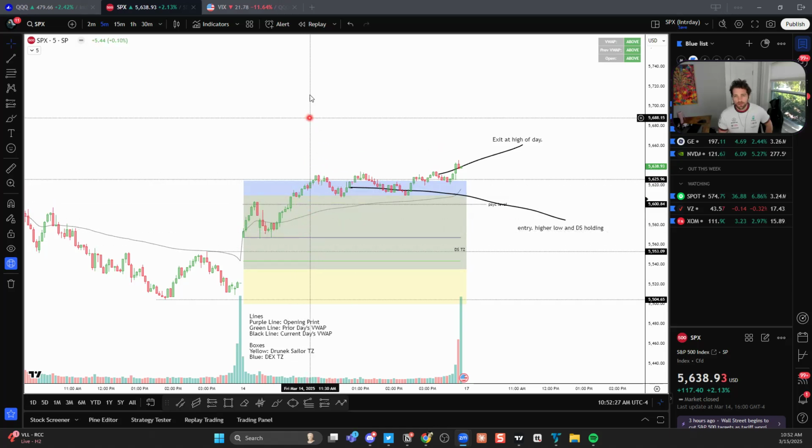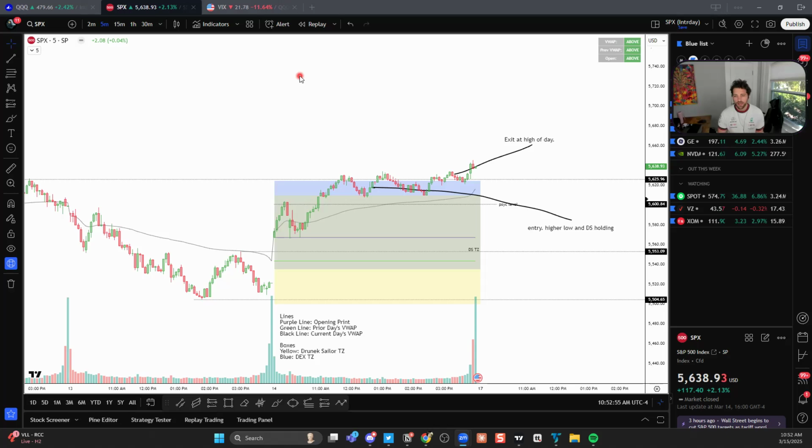to the top of the DEX transition zone. However, I wasn't interested in trading this rip because it was pretty much a V bottom straight up to the top of the zone. So I was looking for a pullback.